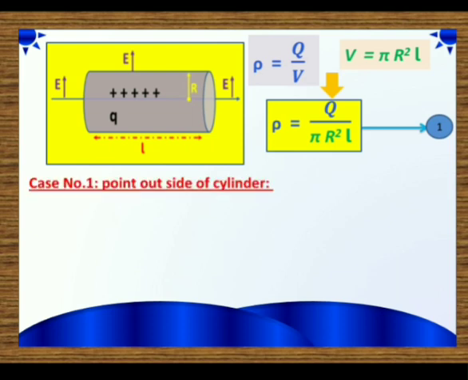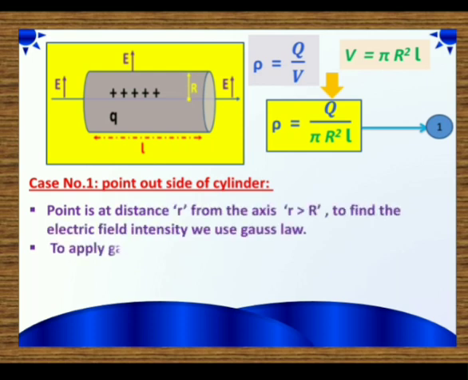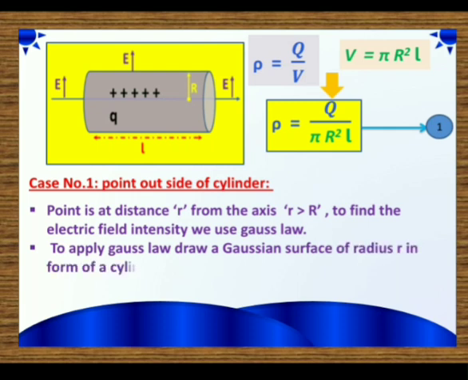What is our interest? I have to find out the electric field at different points. The first case is if my point lies outside the surface. First consider a point at a distance r from the axis. Here r is greater than capital R. What is capital R? The radius of the cylinder. To find the electric field intensity, I have to use Gauss law. To apply Gauss law, I have to draw a Gaussian surface.